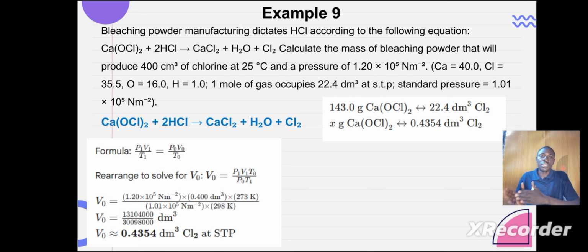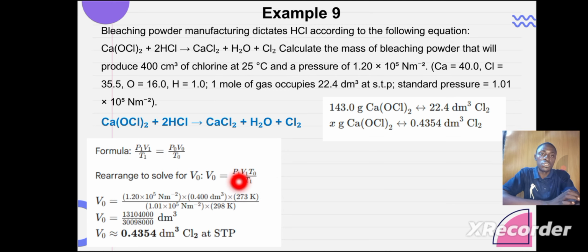So we are going back to standard condition. We are not moving from standard condition to a particular condition. We are moving from a particular condition to standard condition. But it doesn't matter. You can still use your P1V1 over T1 is equal to P2V2 over T2 if you assume that the second set of conditions are for the standard conditions. So once we make the volume at standard conditions, which happen to be V0, the subject of the formula, this is what we would have.